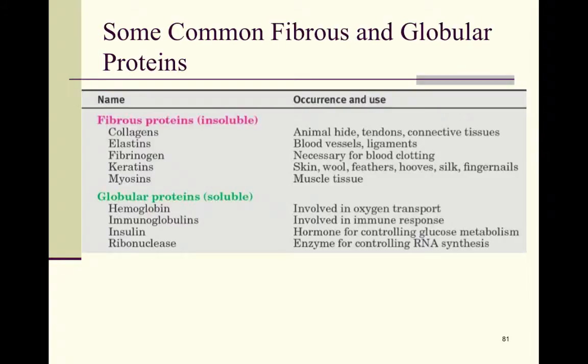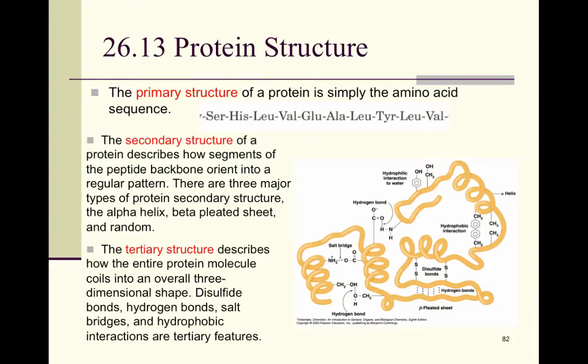Some common fibrous and globular proteins: collagens, elastins, keratins, those are all in the family of fibrous proteins, and they are insoluble. We can see the occurrence and use on the right-hand side of this. Globular proteins are soluble, and a couple of examples are hemoglobin and insulin.